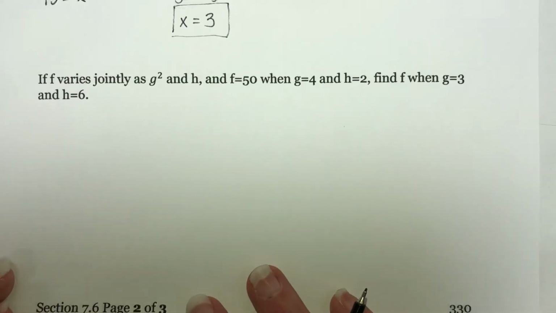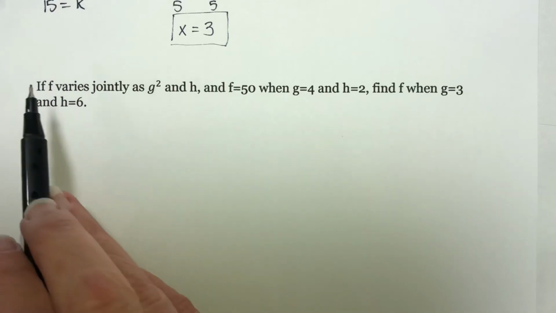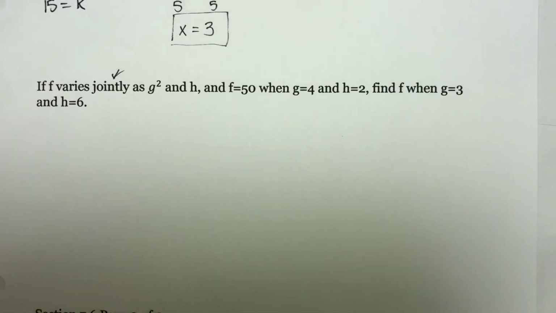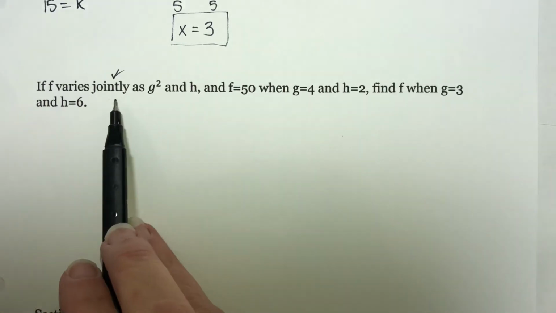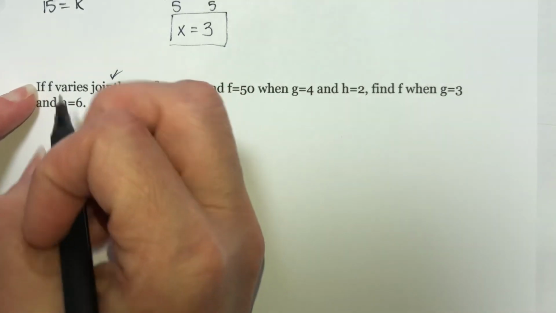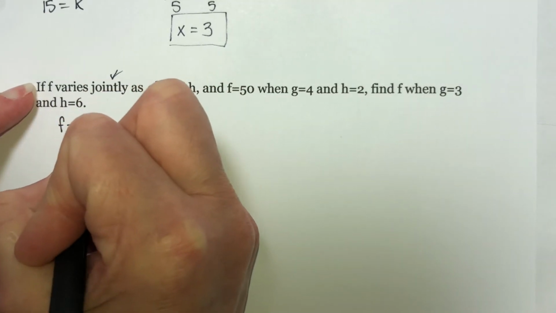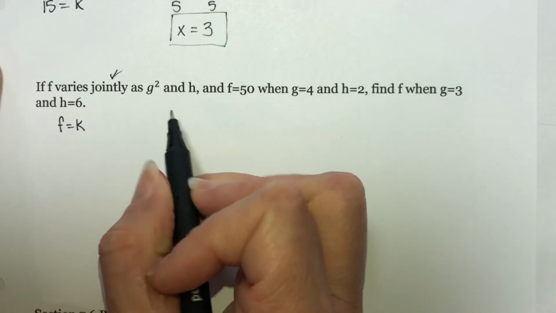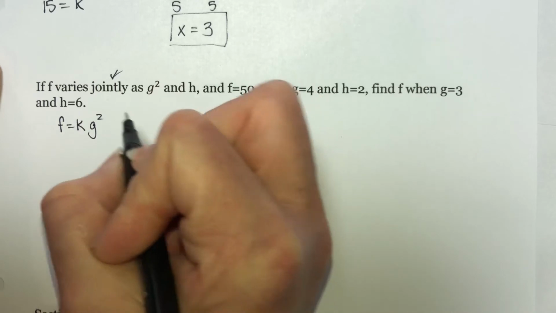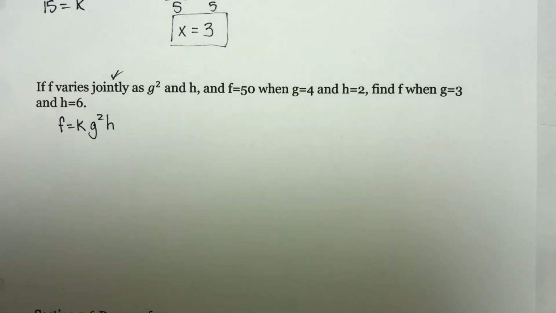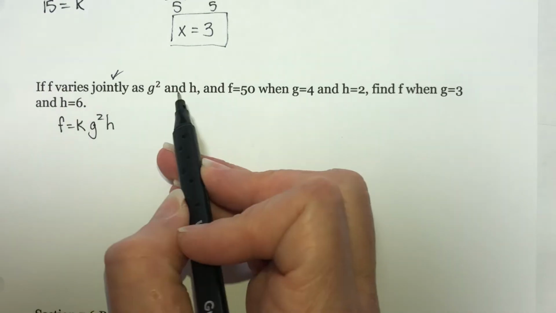Okay, so let's try this one. If f varies jointly, so this is the direct variation with more pieces. If f varies jointly as g squared and h, let's write that. F varies, so f equals k. Jointly tells me that whatever comes next is going to be written directly beside it. So g squared and h. Don't let that square mess you up. It's basically the same spot as a variable, and we treat it exactly the same way. Okay, so we've used our first phrase.